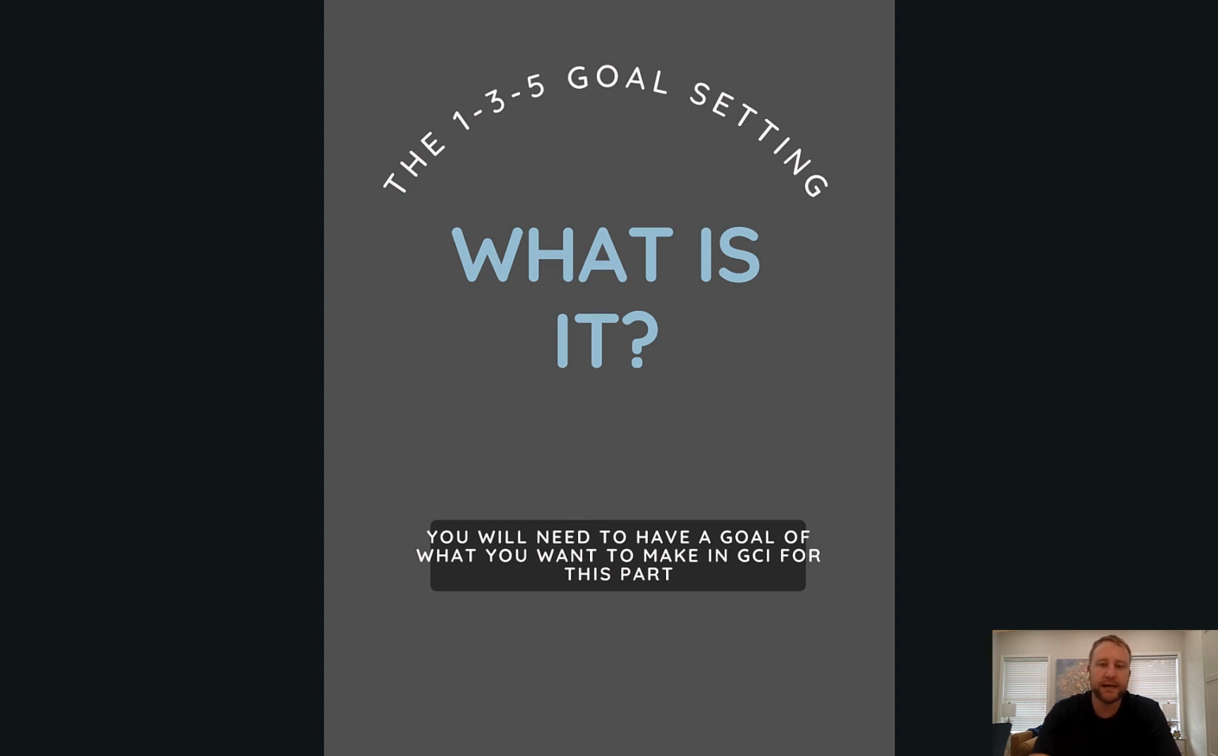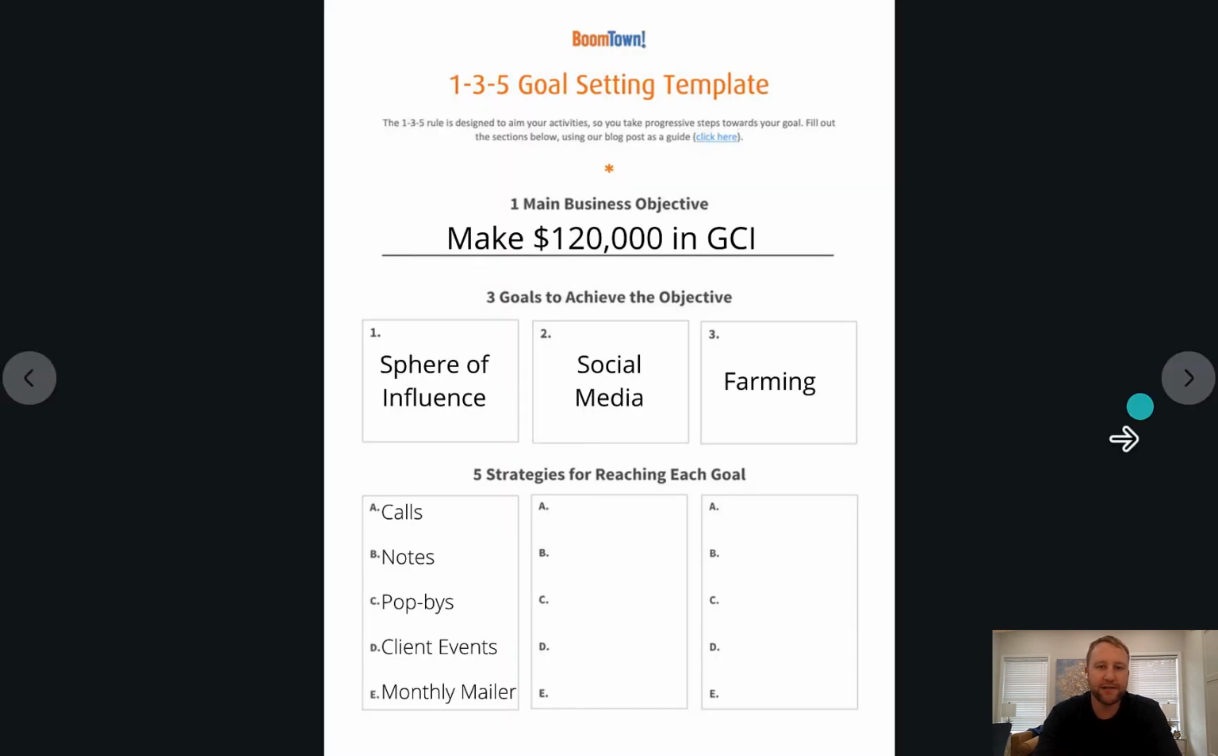So what we're looking at here is the 135, and essentially you can use this for any number of different goals. But we're going to make our main business objective to make $120,000 in GCI. So you could make this a personal goal just as a standalone goal sheet. You could make this a personal goal, a separate business goal, a financial goal, whatever you want it to be. We're using this specifically for developing action steps that will help us reach our goal of making $120,000. So that's our one of the 135.